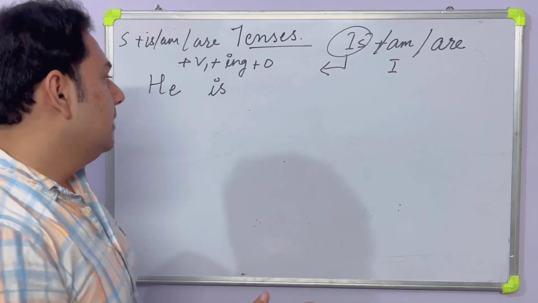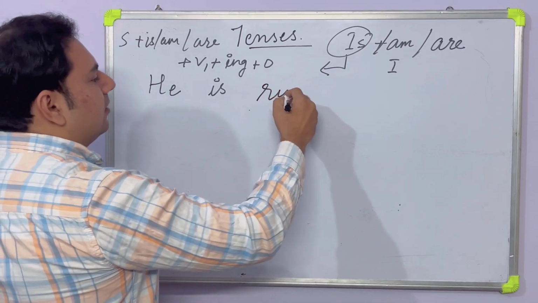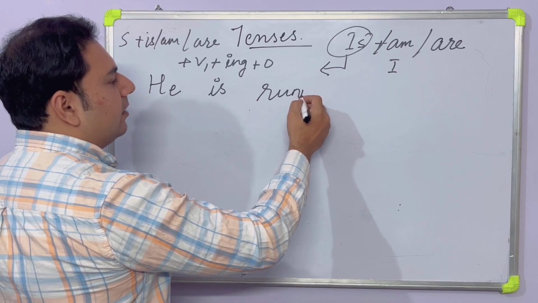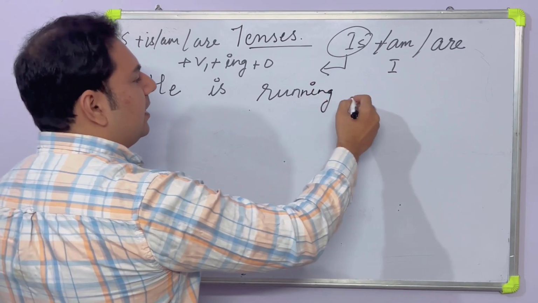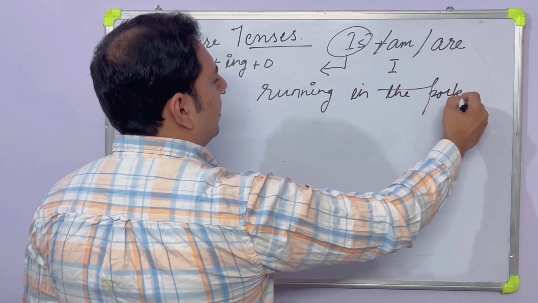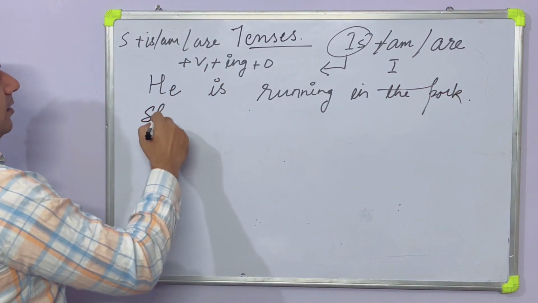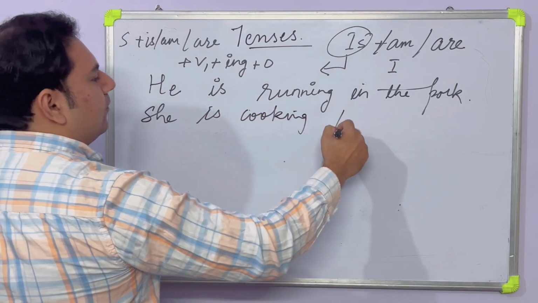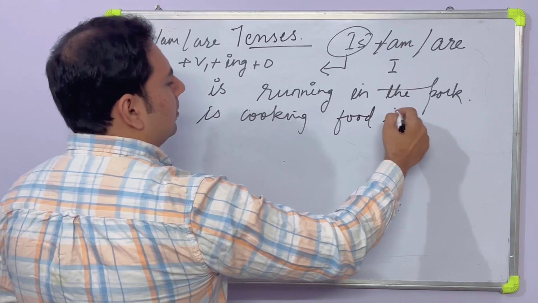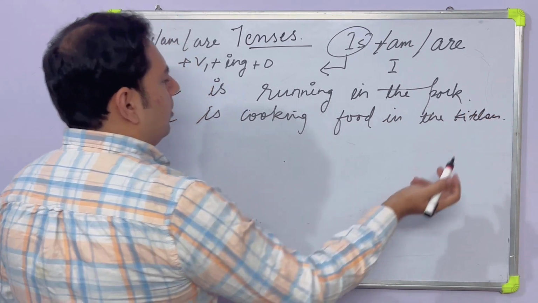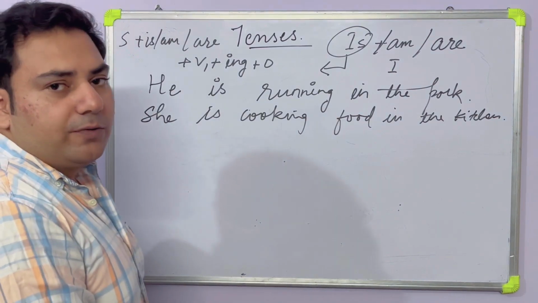It is very easy. He is run. So run is the verb form, then I just have to use ing. He is running in the park. He's running in the park. She is cooking food in the kitchen. So this is how I'm using it over here.